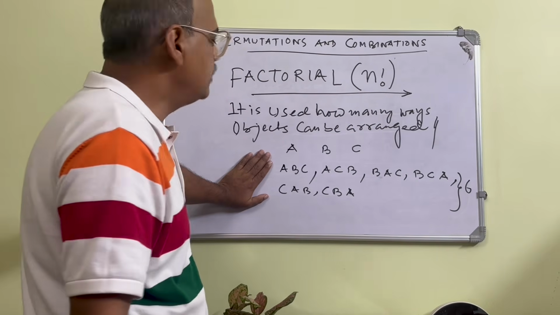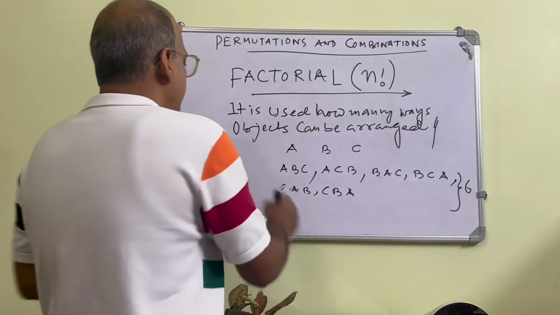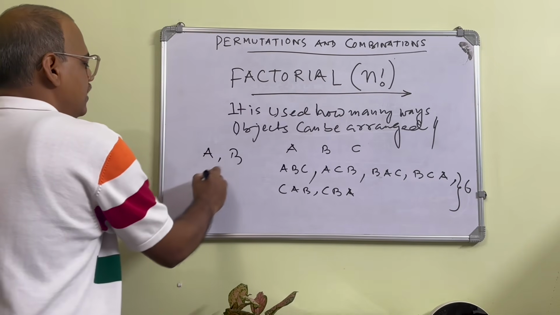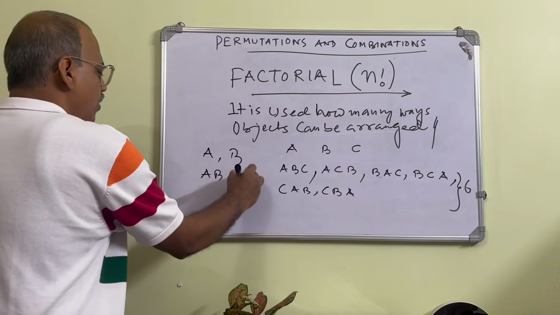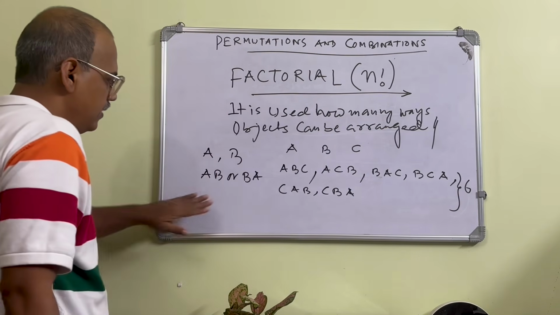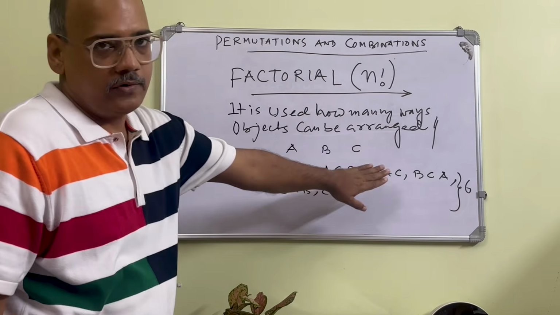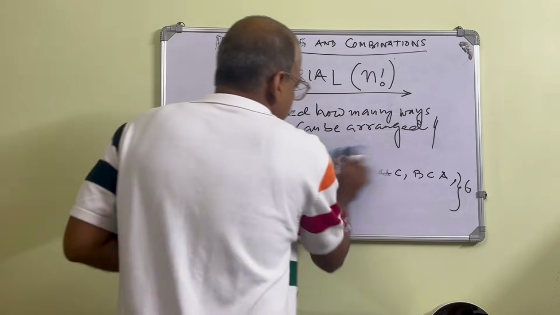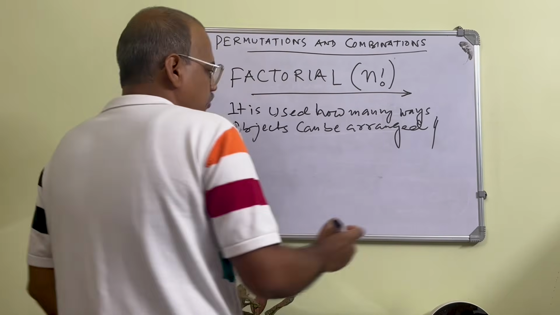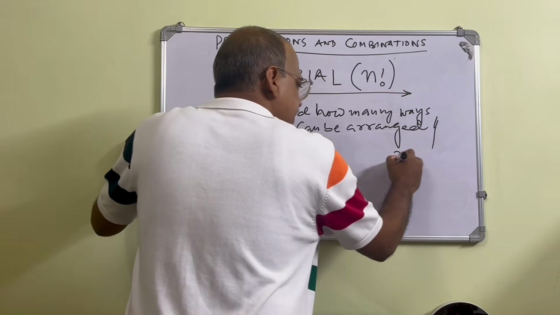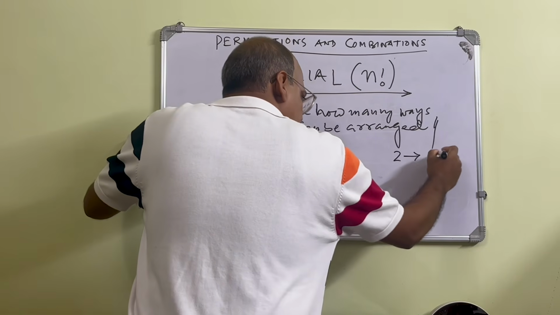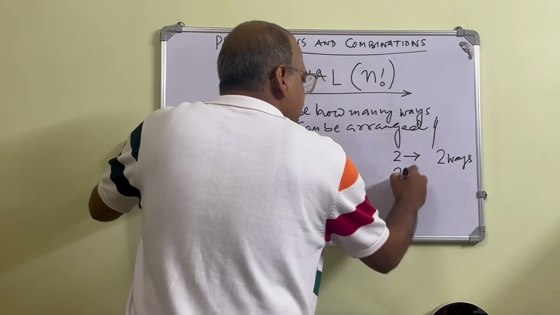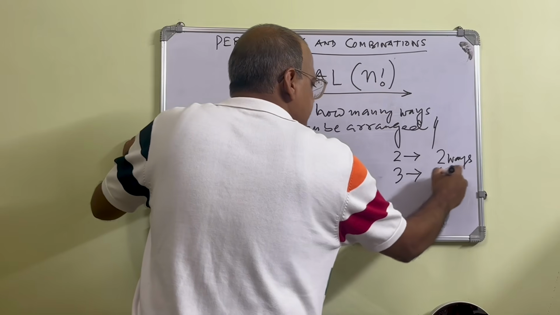If you have two books by authors A and B, how many different ways can you arrange them? You can arrange them either AB or BA. Let me make a note of that. If you have 2 objects, they can be arranged in 2 different ways. If you have 3 objects, they can be arranged in 6 different ways.